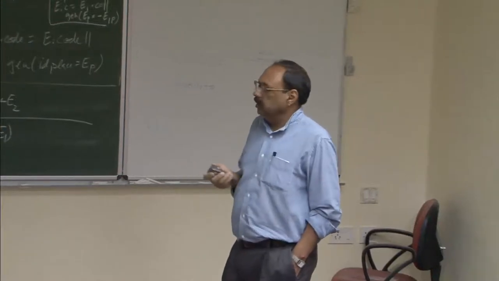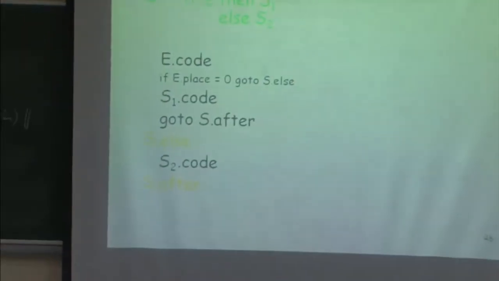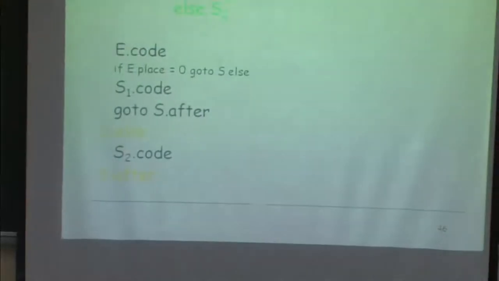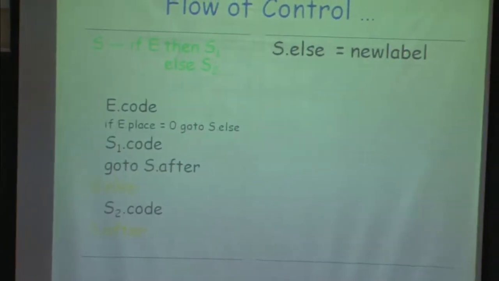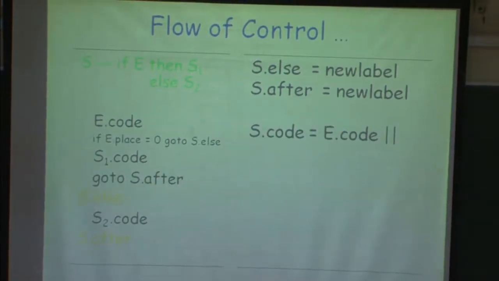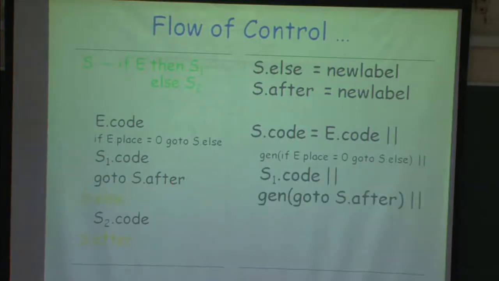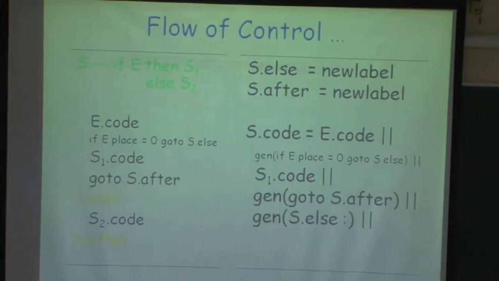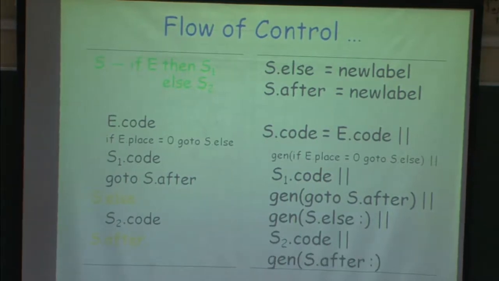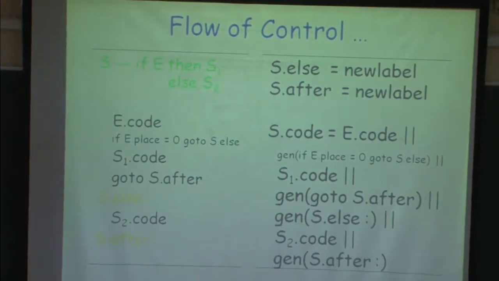So this is how this schema will look. There are two labels being generated, and I need to make calls to these two labels. These are S else, a new label, and S after, a new label. So these are two new labels I have generated. Then S code is nothing but E code, followed by a statement which says that if E place is 0, then jump to this label. Then I have code corresponding to S1. Then I generate one more instruction which says jump to S after. Then I generate this label, then code for S2, and then the label S after. So this takes care of both.